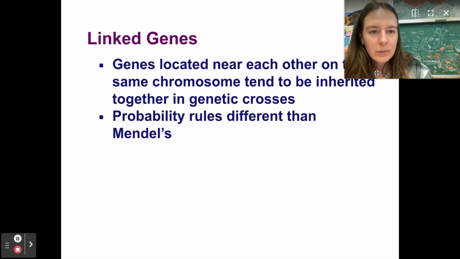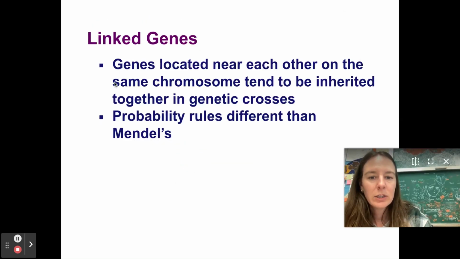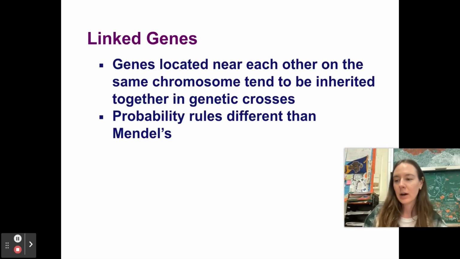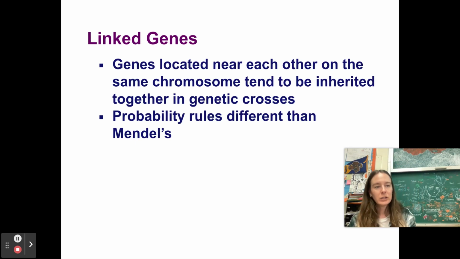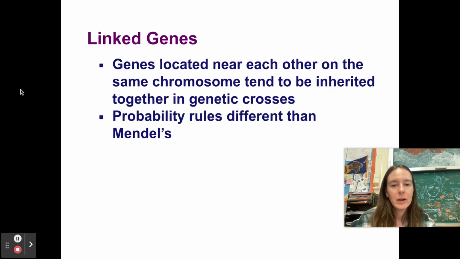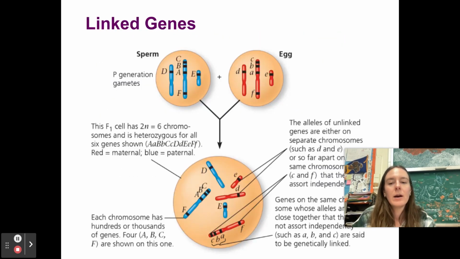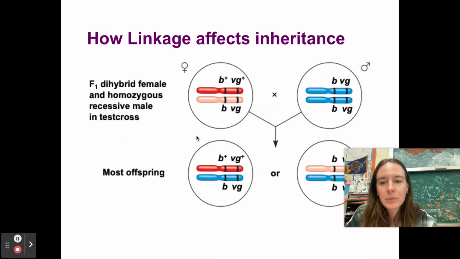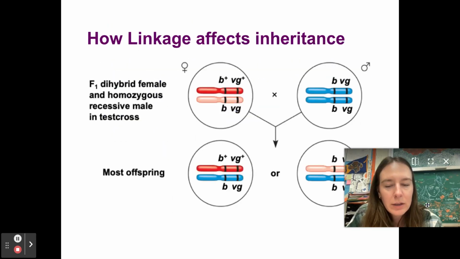So just like I said, genes located near each other tend to be inherited together in genetic crosses. Unlike in our Mendelian genetics, where we follow the law of independent assortment, where alleles are separated from each other through meiosis, this is going to happen differently, and we're going to get different probability rules. Okay, so let's take a look at an example here.